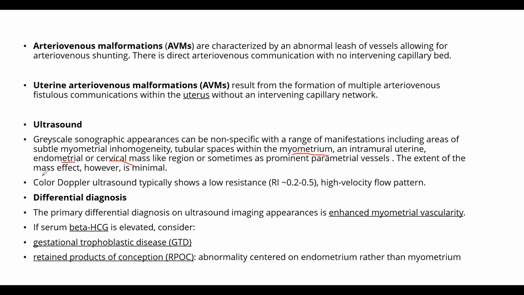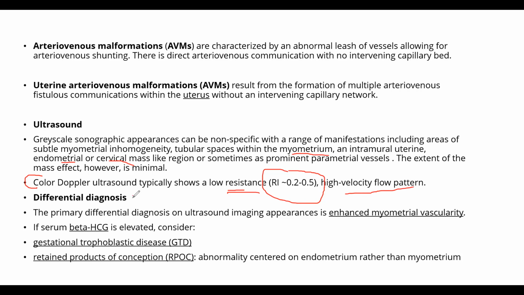But the point is that color Doppler will show me the flow in these vessels and typically shows a low resistance flow. When I say low resistance, I mean that the RI should be in the bracket of 0.2 to 0.5. And a high velocity flow pattern will be there. So there will be a low resistance and high velocity flow pattern.